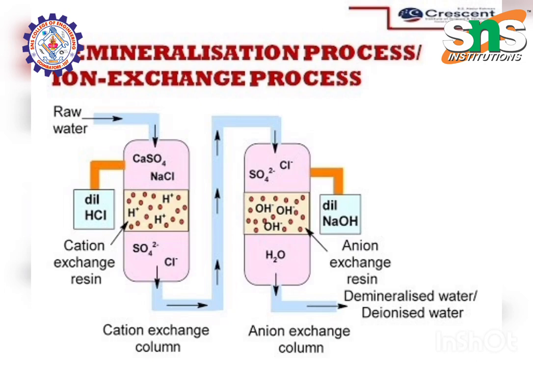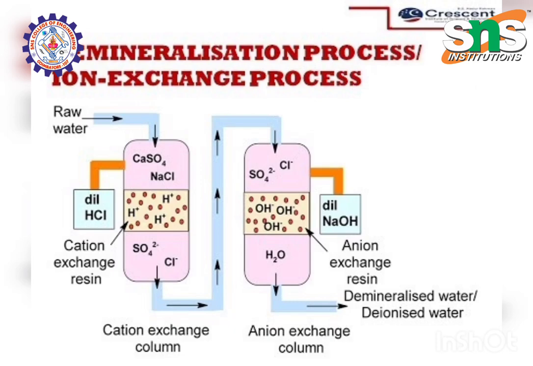In the demineralization process, first the hard water is passed through a cation exchange column. In that, the cations like calcium, magnesium, sodium, and potassium are removed, and it is then run off to the anion exchanger. In that, anions like chloride, sulfate, bicarbonate, etc. are removed. Out of the anion exchanger, the water is completely free from both cations and anions. Then the water is called demineralized water or deionized water.